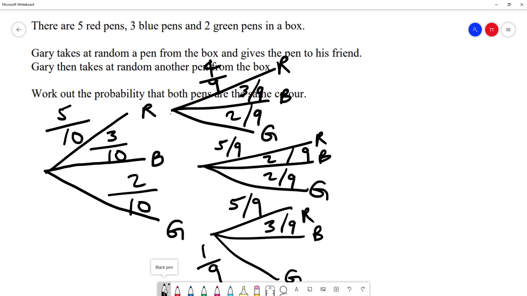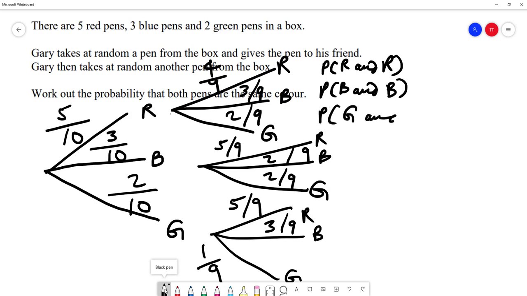So now we want both pens being the same color. So we say the probability of a red and a red, probability of blue and blue, probability of a green and a green. Don't forget the keywords. And is times, or means plus.